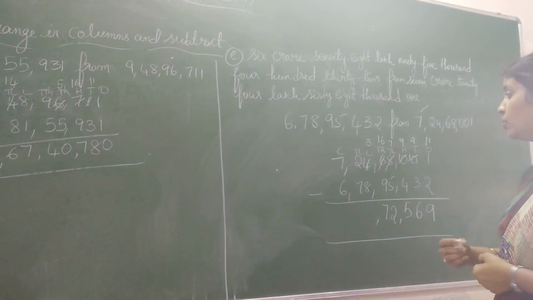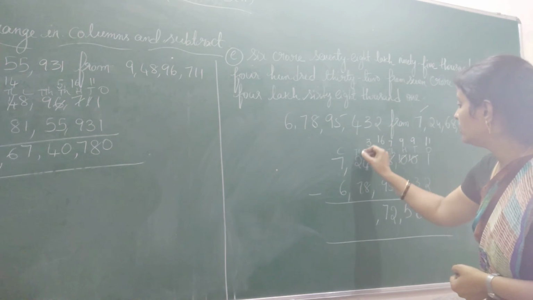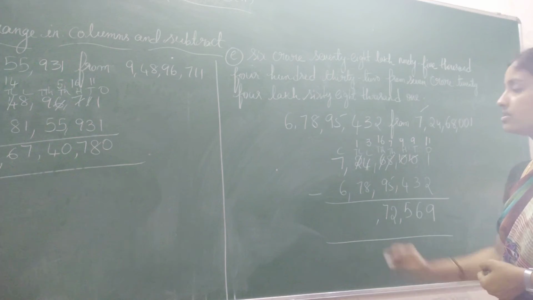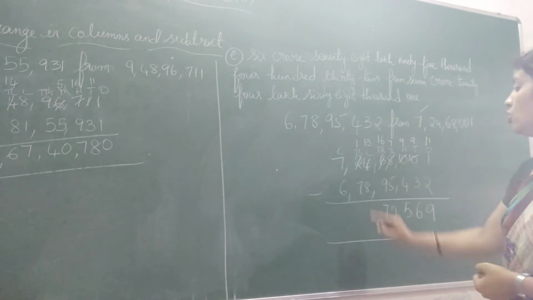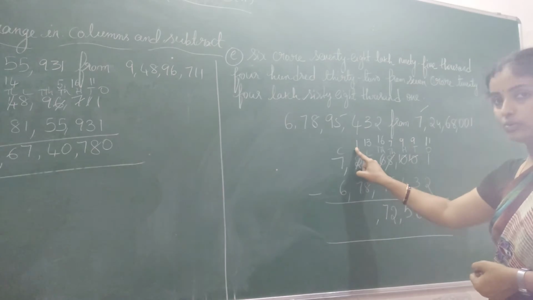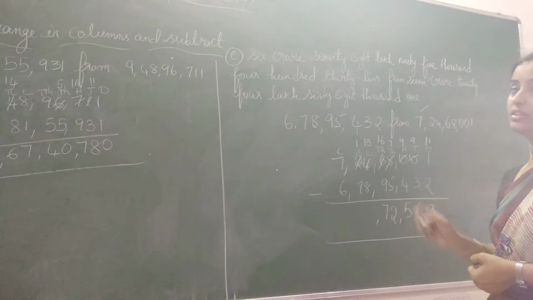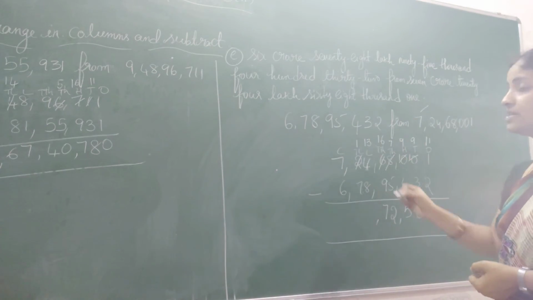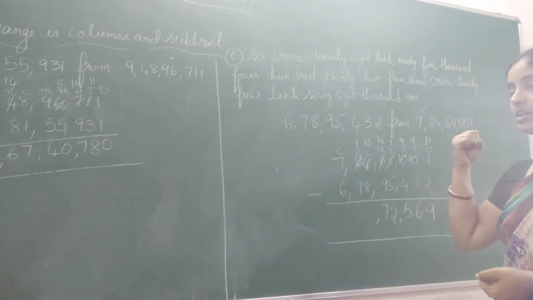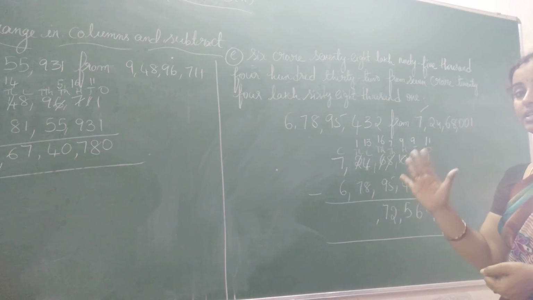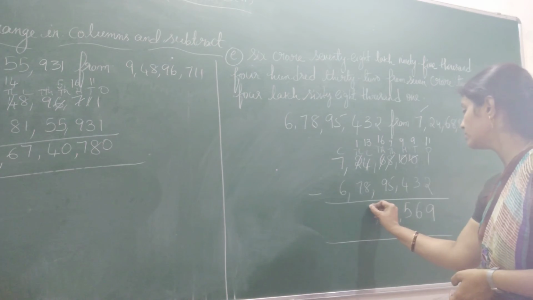Then 3 minus 8 is possible? Not possible. So what we need to do? Now take a borrow from the 10 lakhs place. So what will be here? After giving borrow, you will have over here 1. And here the number will become 13. So 13 minus 8 is how much? 8, 9, 10, 11, 12, 13. That is how much? 5.